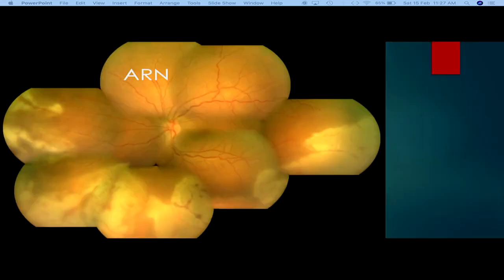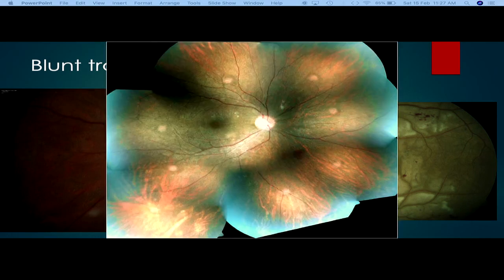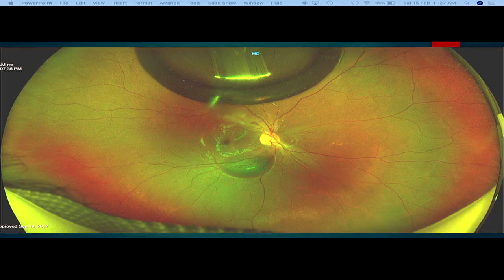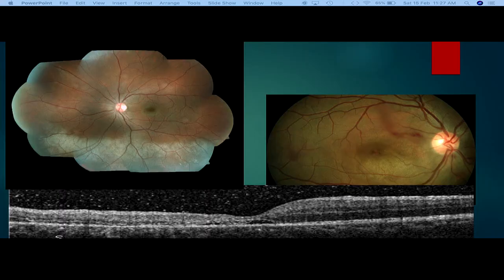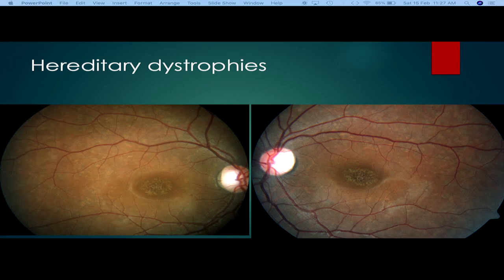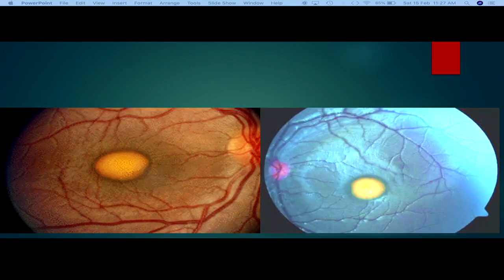Biswas told, ARN, and you can do laser prophylaxis. Blunt trauma presents in a variety of ways: avulsion of the disc, Berlin's edema, choroidal rupture. Sometimes you have to surgically displace with intraocular gas, or you can also observe if it's peripheral. And if there's a normal fundus and the child complains or the parent brings in the child, you should think of these four differentials.